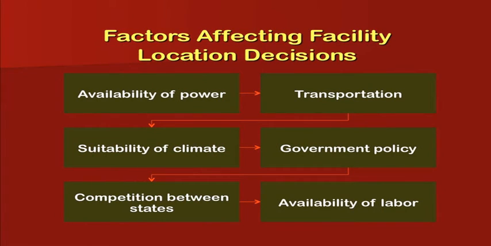Factors affecting facility location decisions basically relate to the availability of power, transportation, suitability of climate, government policy, competition between states and availability of labor. So, whatever facilities or amenities you are creating, they have to be done in such a way that they cover the legal perspectives, that is, they should not give pollution to the environment, they should look into the safety of the labor and the employees who are working there. If there is some kind of inflammable or risky material which is used in factories, it should be at distant places so that the risk is reduced.